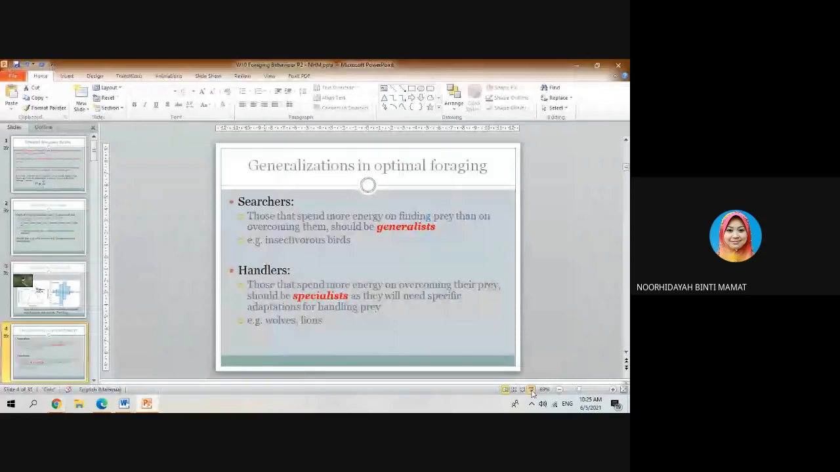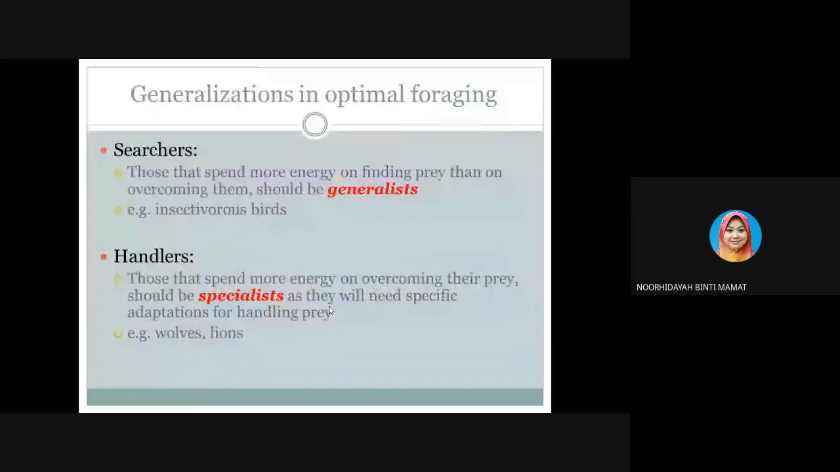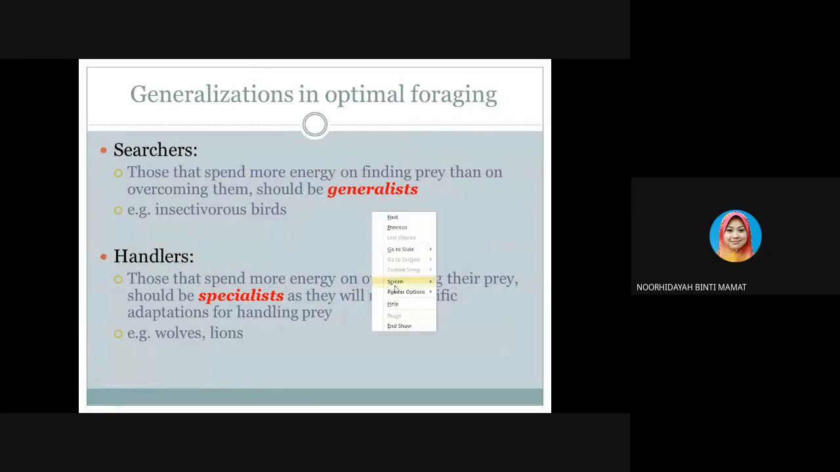So, generalizations in optimal foraging. We have two types: searchers and handlers. Searchers are those animals that spend more energy on finding the prey than overcoming the prey. So these animals should be generalists. Opposite to the handlers. Handlers are the animals that spend more energy on overcoming their prey, and these handlers should be specialists, as they need specific adaptations for handling the prey.